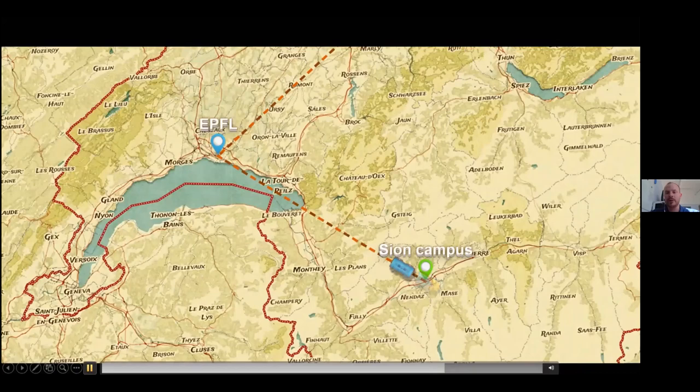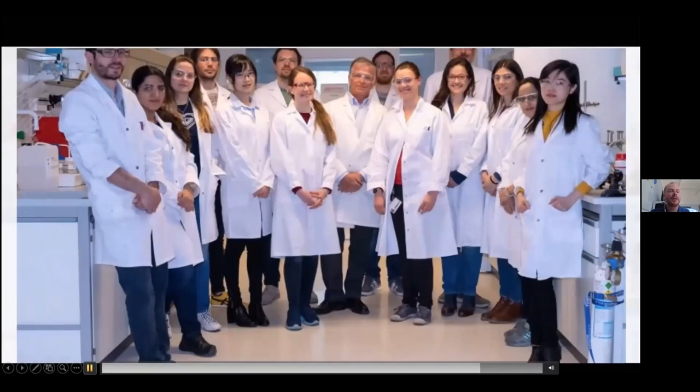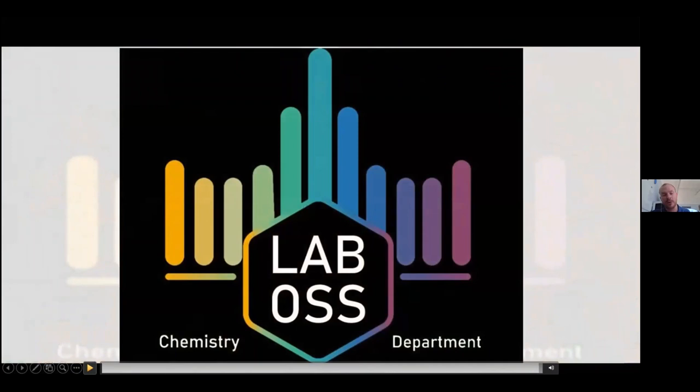And you can see over there, there are also two buildings constructed additionally to the Sion campus building that is over here. And yeah, of course, picturesque view. This is our lab, Hubert in the middle. And afterwards, I moved back forward. So I stayed for some time working in startup company, but then I decided to move back to Moscow. And currently I'm working for Lomonosov Moscow State University. And this is our new logo of our lab.